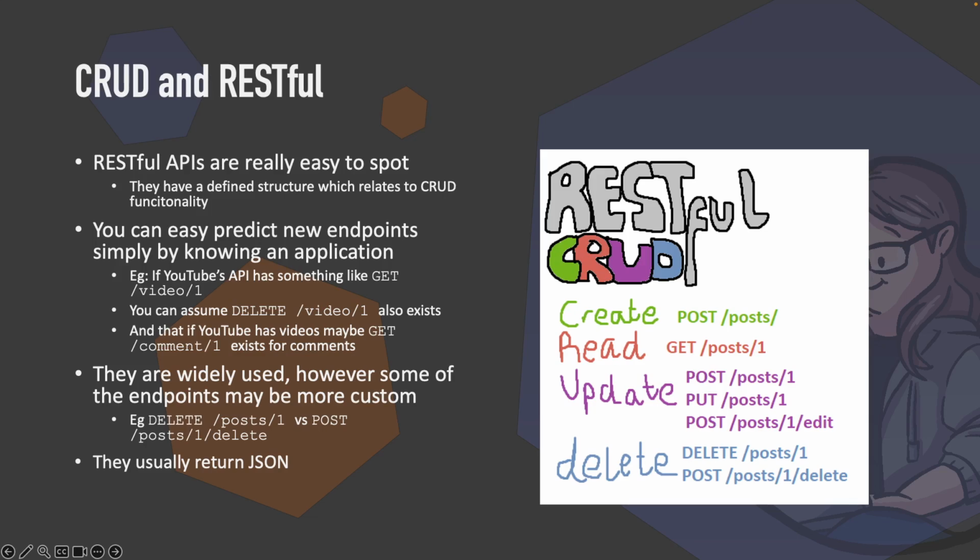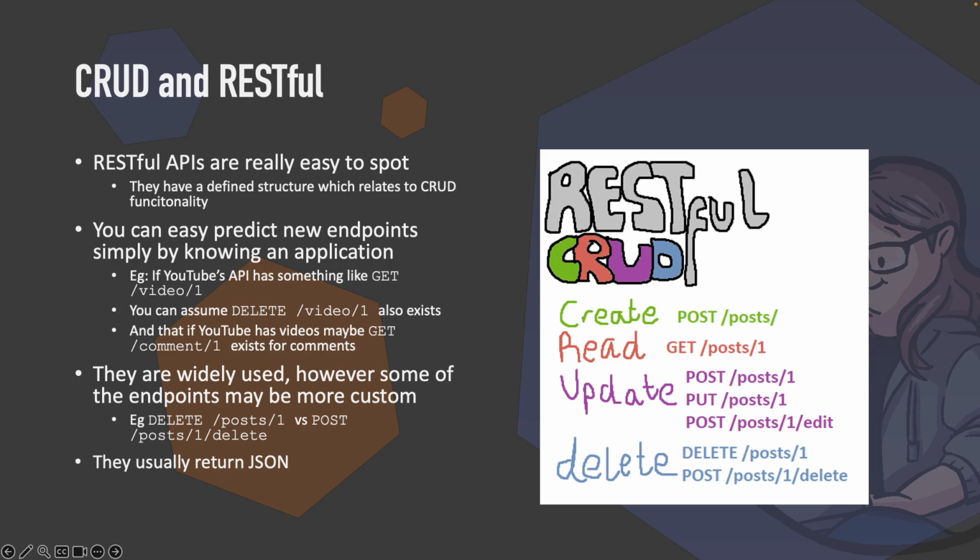You can really easily predict new endpoints simply by knowing what an application does. So YouTube's API might have something like GET video ID. You can also assume that DELETE video ID exists. And if YouTube has videos and it has comments, maybe GET comment ID exists. And you can see how quickly this can explode outwards because a single resource type is going to have 5 endpoints, so 5 different things for you to test. An API may have hundreds of resources depending on how large it is.